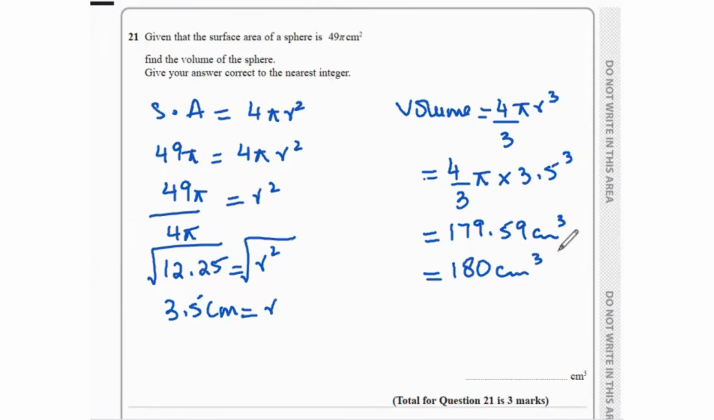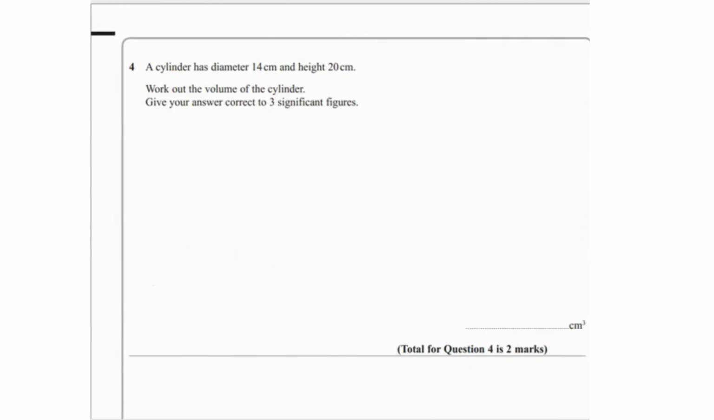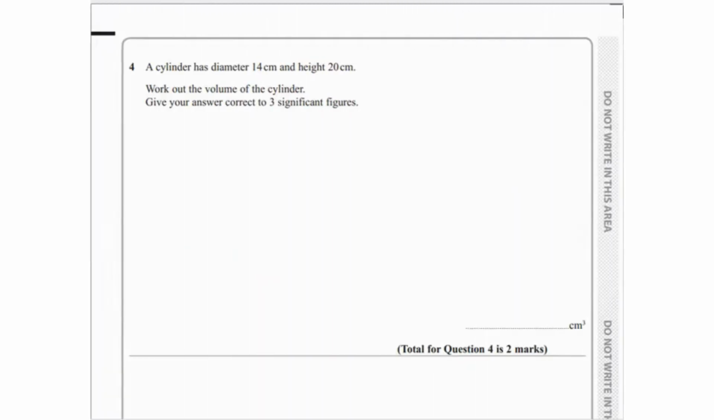That's your answer. Then it says a cylinder has a diameter of 14 centimeters and height 20 centimeters. Work out the volume of the cylinder, giving your answer correct to three significant figures. So the keyword over here is that the diameter is 14, not the radius. A lot of kids make this mistake of writing 14 as a radius, even though it's the diameter in this case. Radius is going to be the diameter divided by 2. So that's 14 over 2, and that's 7 centimeters.